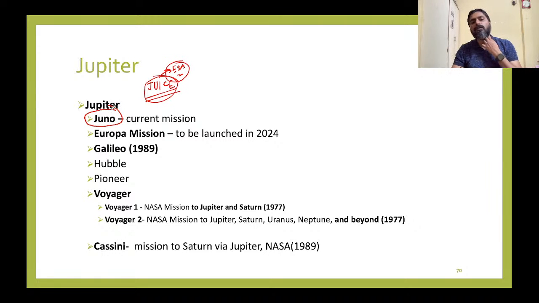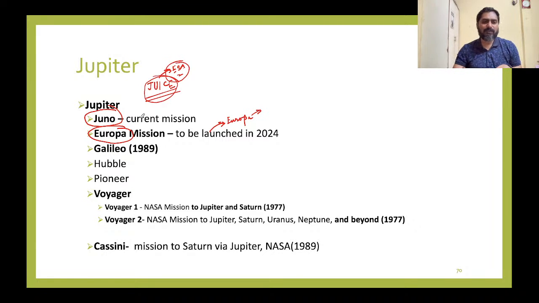The Juno mission was sent to Jupiter. Then there is the Europa mission. This Europa mission is not to Jupiter but to its moon. Europa is one of the moons of Jupiter. Jupiter itself is not habitable, but we believe that some of its moons might be habitable. Jupiter has the most number of moons in the entire solar system. The four most important moons of Jupiter are Io, Europa, Ganymede, and Callisto. So we are sending one mission to Europa.